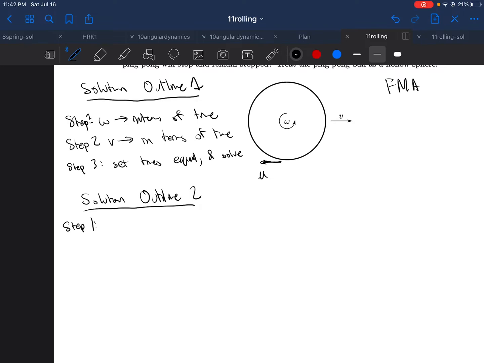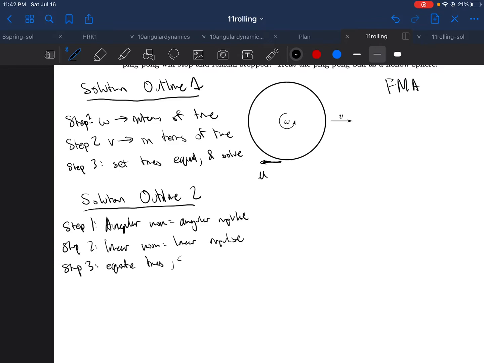So we can use the impulse momentum theorem. Step 1, we write angular momentum equals angular impulse. Step 2, linear momentum equals linear impulse. Step 3, equate times and solve. It's a little bit different from what I expected, but it works.